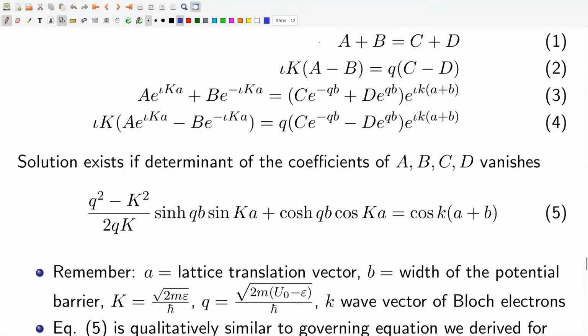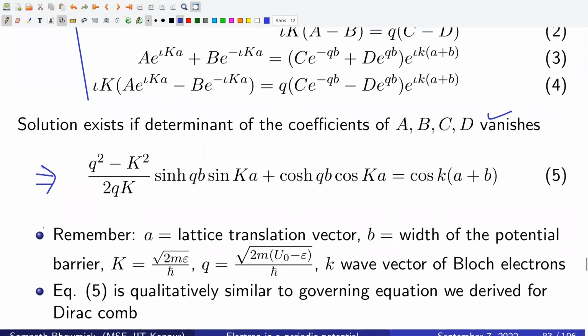Now we have 4 equations and 4 unknowns: a, b, c, and d. A solution exists if the determinant of the coefficients of a, b, c, and d vanishes. If you apply this condition, then you get this equation.